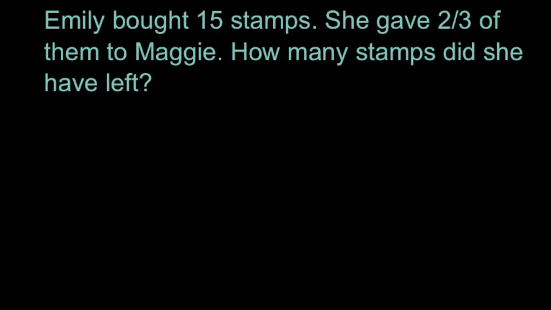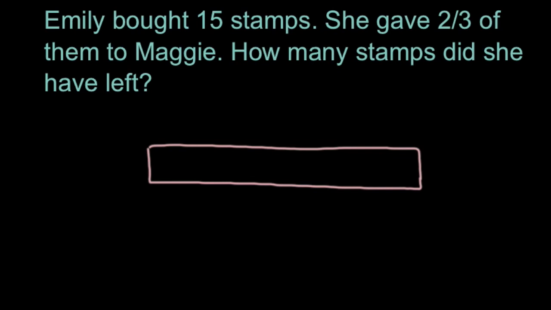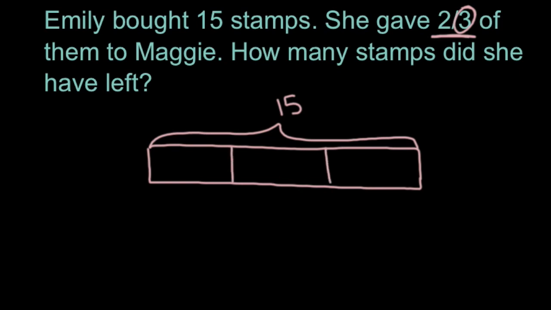Emily bought 15 stamps. She gave 2/3 of them to Maggie. How many stamps did she have left? To illustrate this problem with a bar model, we're going to have to first draw our whole bar. This is again a part whole model. I know that Emily bought 15 stamps, so I'm going to label the whole bar 15. She gave 2/3 of them to Maggie. So since we're given this fraction, we know that the total number of parts is going to be 3 because that is our denominator. So I'm going to split it into 3 parts and label 2 of them Maggie. I'm labeling 2 Maggie because the fraction that she gave to Maggie was 2/3.